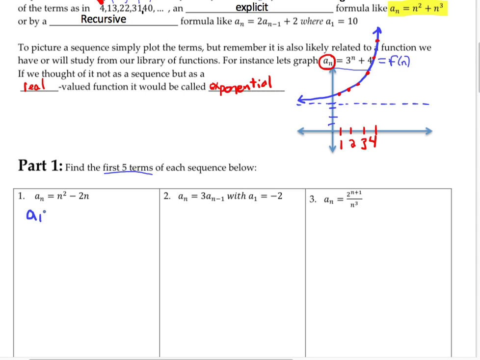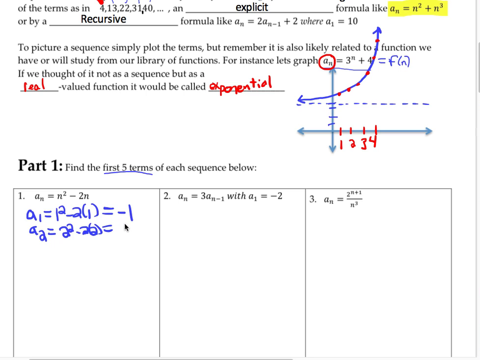So a sub 1. A sub 1, we're going to plug 1 in right there. So that's going to be 1 minus 2. I hope you can do that without a calculator, but use one if you need to. That's negative 1. That's the first term. Okay, we're done. Let's look at the second term. The second term, we're going to plug 2 in for n, and we'll get this. So if you want to, you could pause the video right now and finish these up.